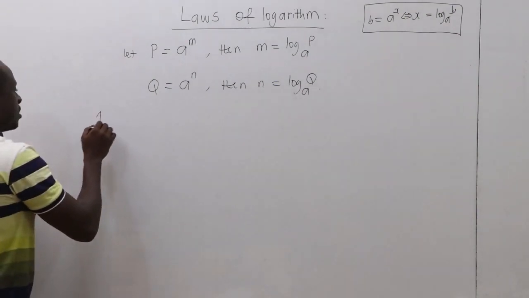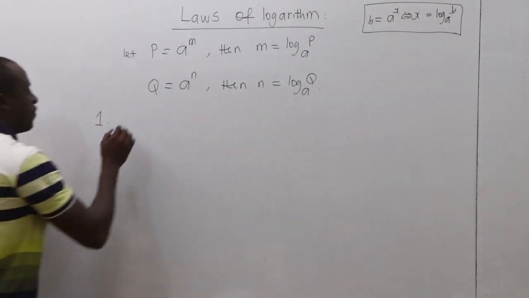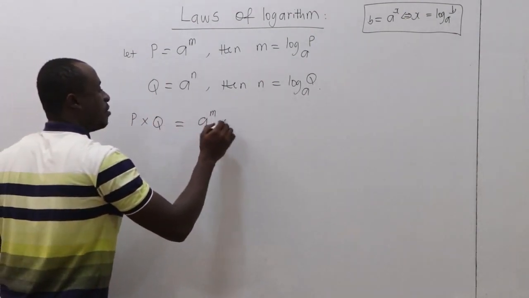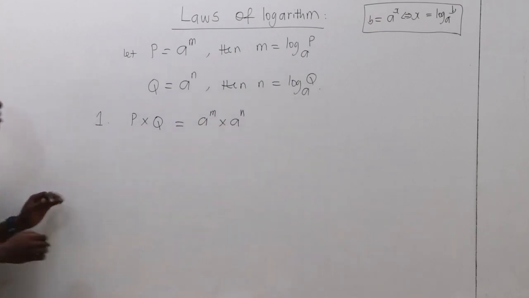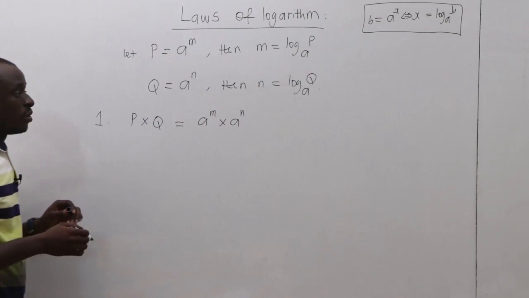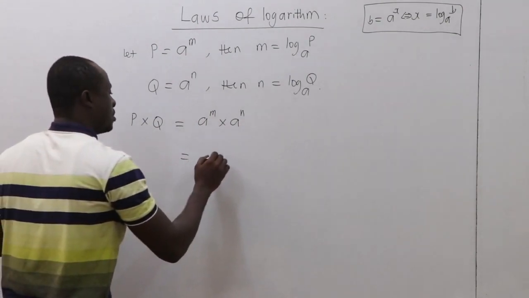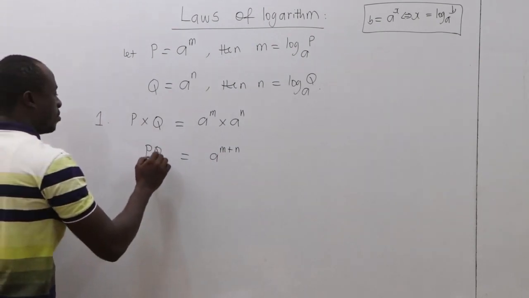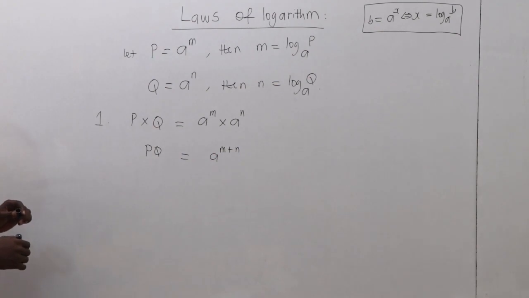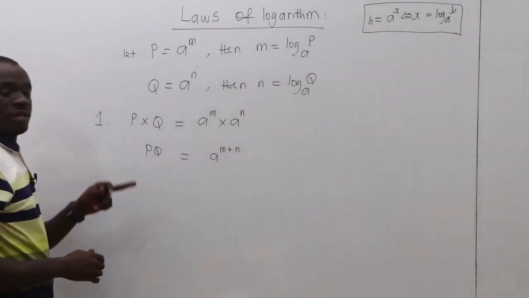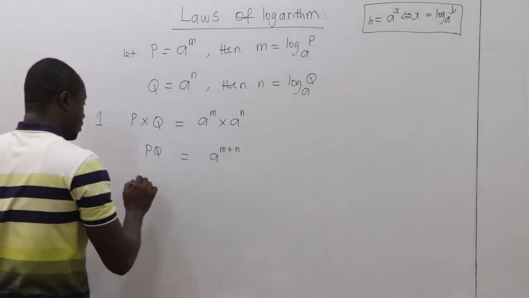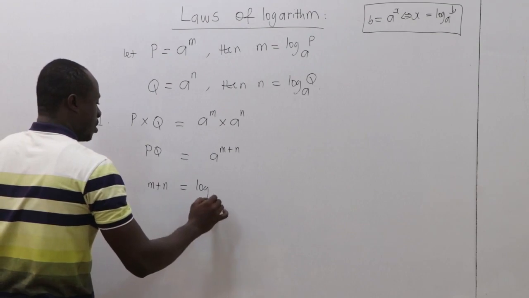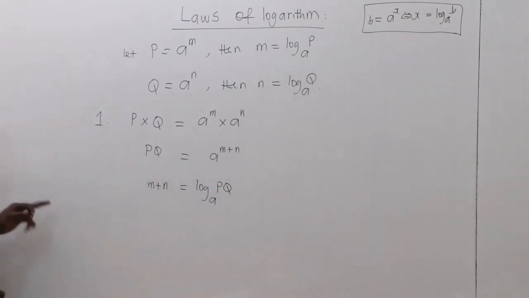Now, hence, let's get to the first law. If we have p times q, what is this? That is a to the power m times a to the power n. When the bases are the same, what do we do? We add the exponents. So we have a to the power m plus n. So we have our pq equal to a to the power m plus n. Now clearly from our definition of logarithm, m plus n is equal to log a of pq.